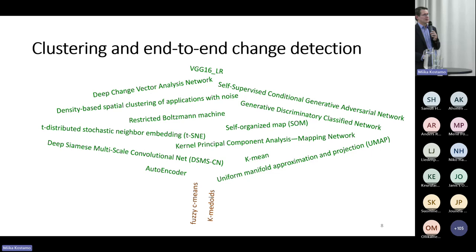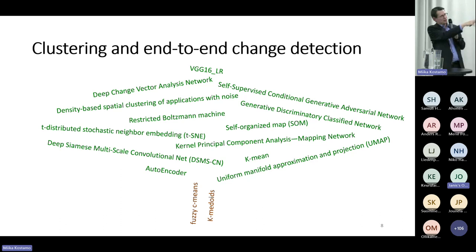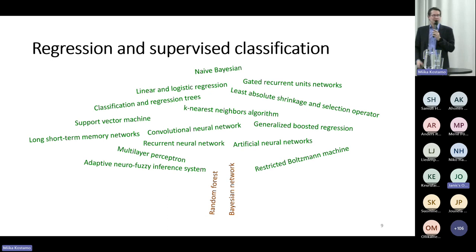Just to give you a quick look at the alternatives you can select. These are methods for clustering and end-to-end change detection. I don't know which one is best. You have to try it yourself and have test data and a scientific foundation to see which is working best for your case, but you do have quite many alternatives. And then regression and supervised classification, again, a huge amount of different algorithms and structures of neural networks that you can utilize for this task. And these are not comprehensive lists, just giving you the impression that, yes, you have very many alternatives available.